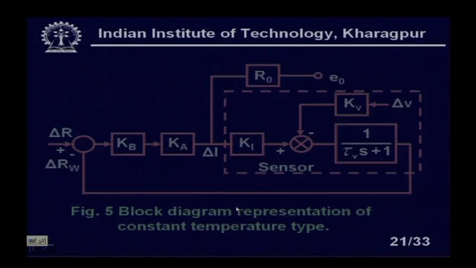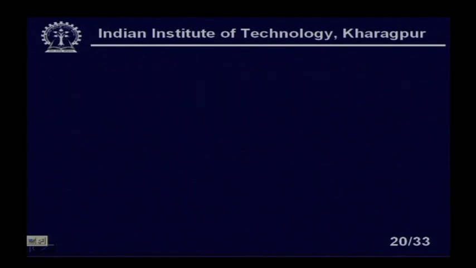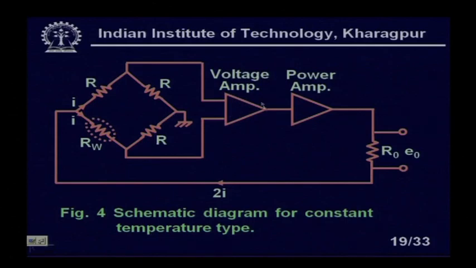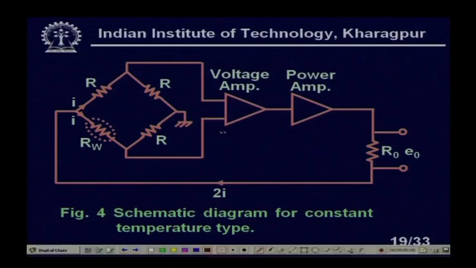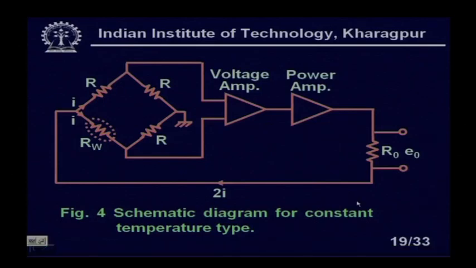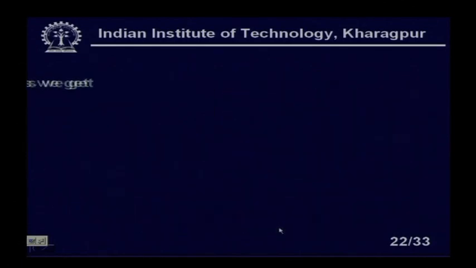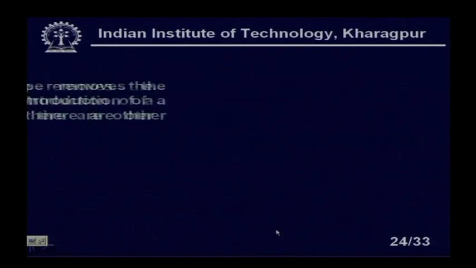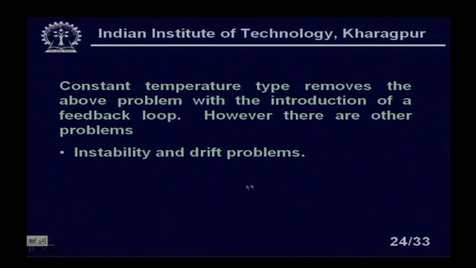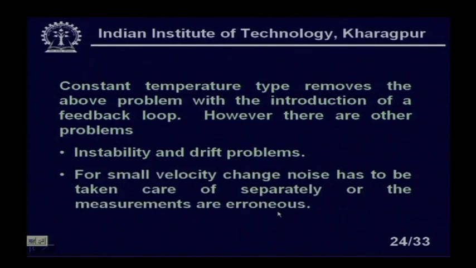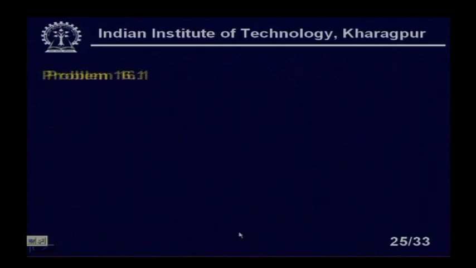If I look at the circuit diagram, you see the drift of the amplifier will come into the picture. Suppose I have a drift here, so that will come in the amplifier output, and we will take the output from these terminals anyway. Instability and drift problems, and for small velocity change, noise has to be taken care of separately or the measurements are erroneous, right. That also you have to think of.